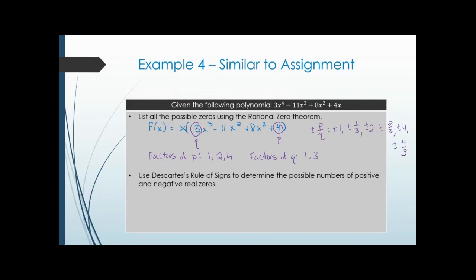Next is Descartes' rule of signs to determine the possible numbers of positive and negative real zeros. We're not going to worry about the imaginary zeros. We're just going to worry about how many we might have that are positive and how many that are negative.